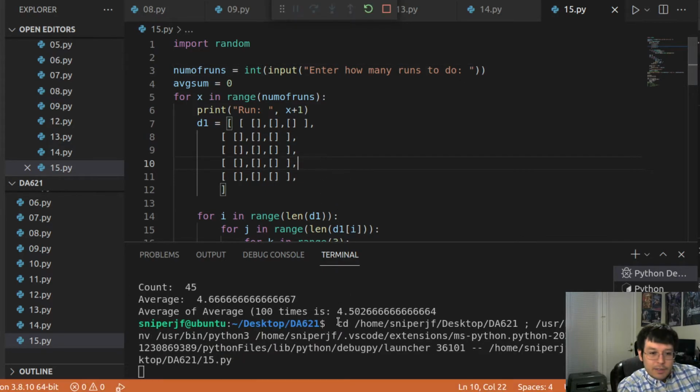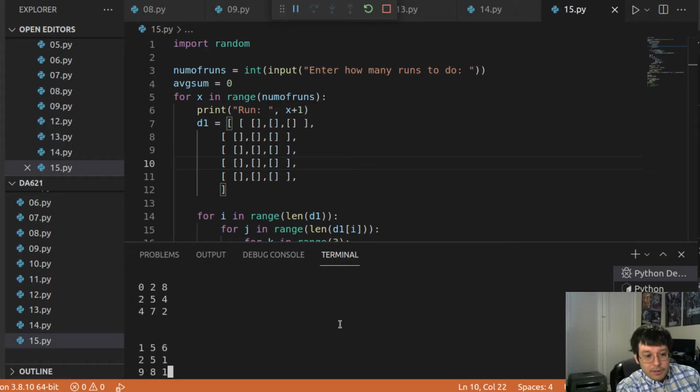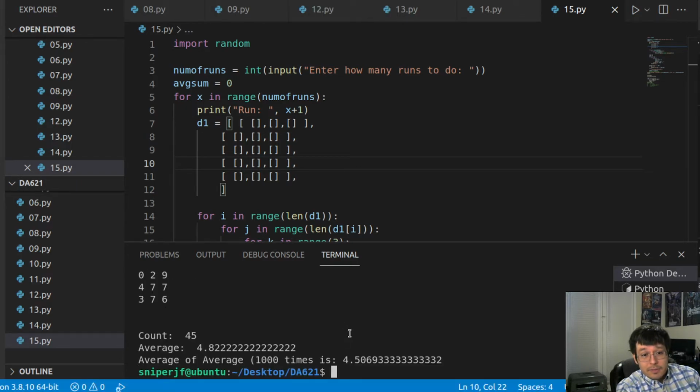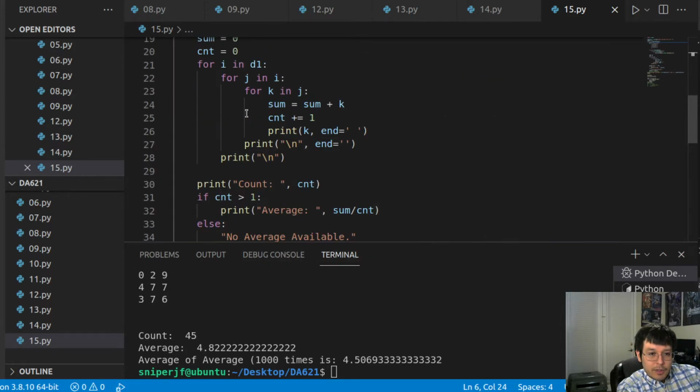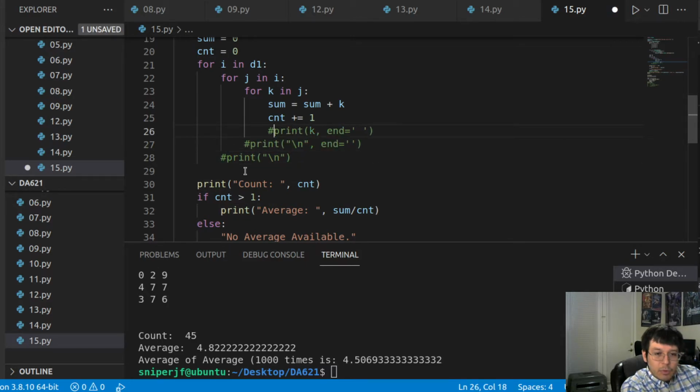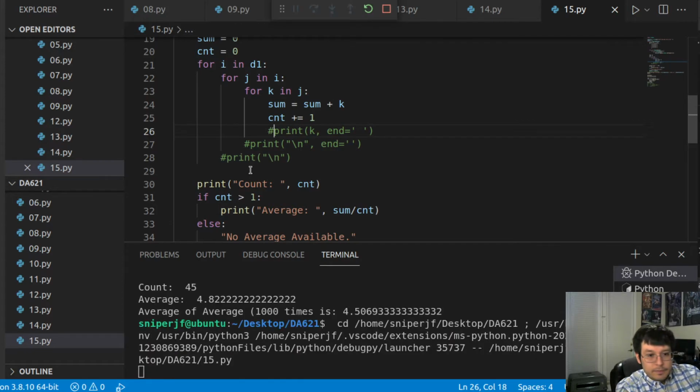Let's run it again, and this time let's do 1,000. You can see it's taking a while this time. See, 4.506. So that's pretty good. If I go really higher than this, it's going to take forever to run. What I can do to make it run faster is disable the printing of the square, because that way it'll run faster. So I'm going to go ahead and do that so that I can run it with a bigger number. Okay, and then we'll re-enable it later.